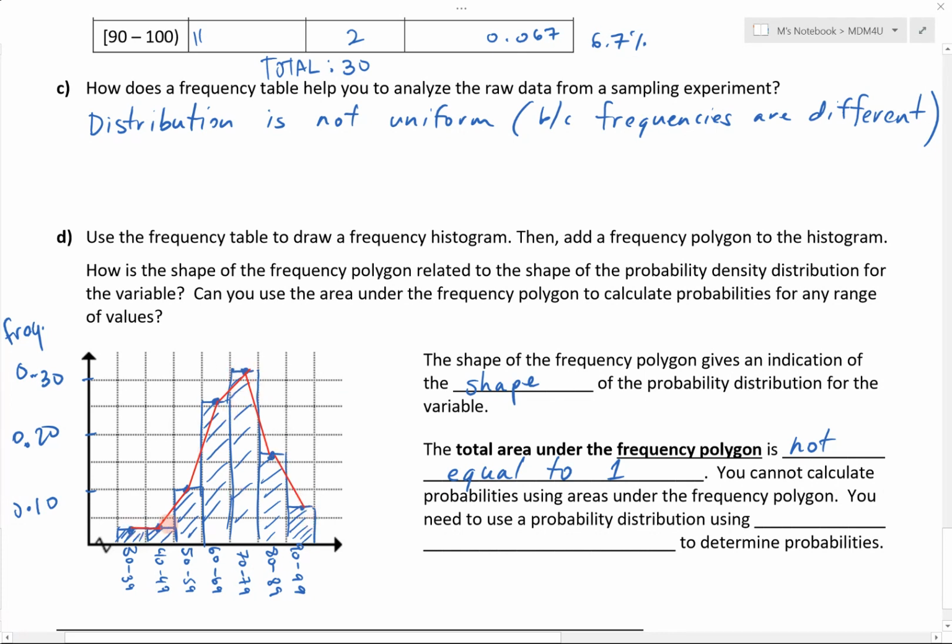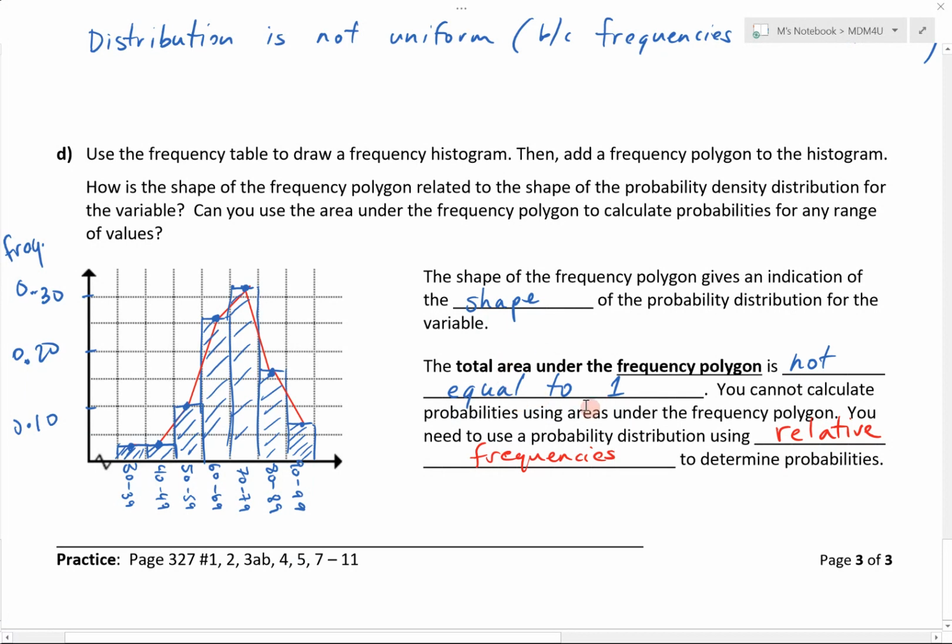The area under this frequency polygon is not going to be 1 because you have all this extra spacing and overlapping bars here. So it's not going to equal 1. You cannot calculate probabilities using areas under a frequency polygon. So what you do need to use is a probability distribution, using the relative frequencies to determine the probabilities. And that ends this lesson.